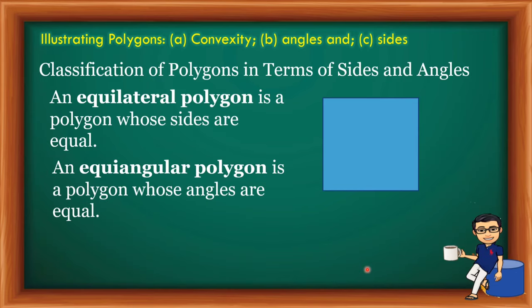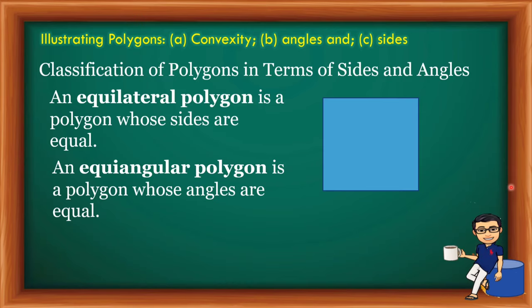Another one, an equiangular polygon. So, an equiangular polygon is a polygon whose angles are equal. So, kung kanina sa equilateral side, dito naman angle ang titignan. Ito rin yung gawin natin example. Itong square na to, ito yung angles. At alam naman natin na kapag pinag-uusapan ang angles ng square, that is 90 degrees. Kung mapapansin natin, 90 to, 90 to, 90 to, 90 to. Hence, dahil equal ang mga angles, so yung sample na yan ay equiangular polygon.